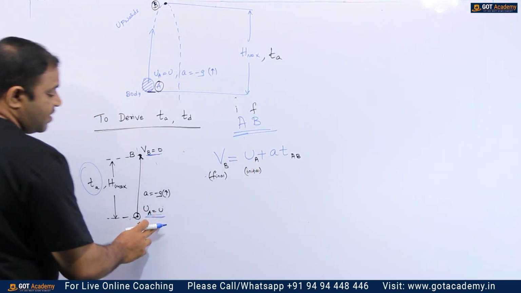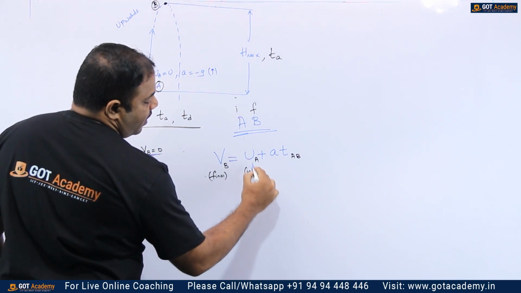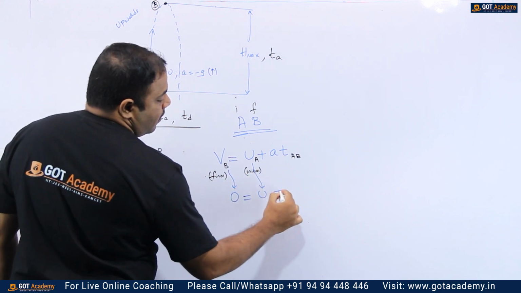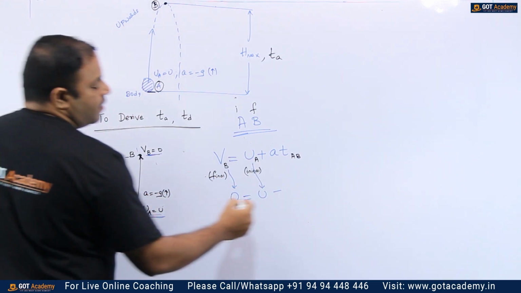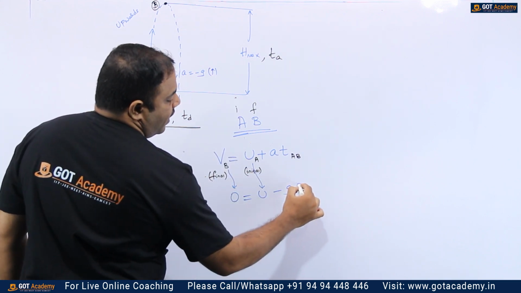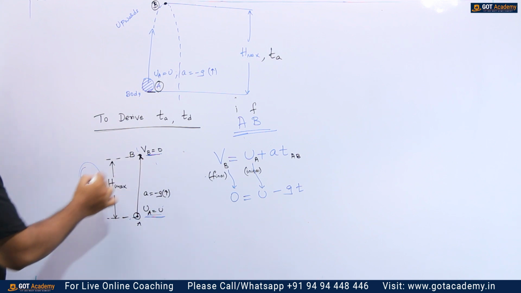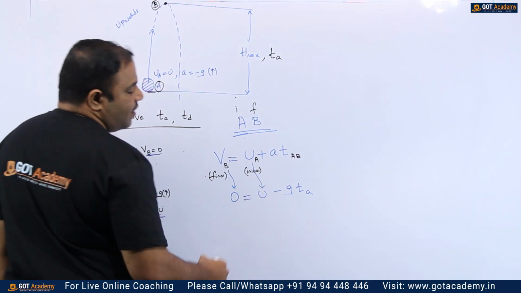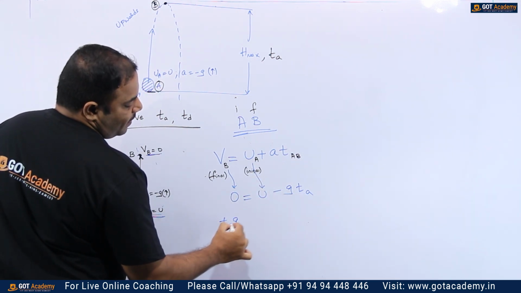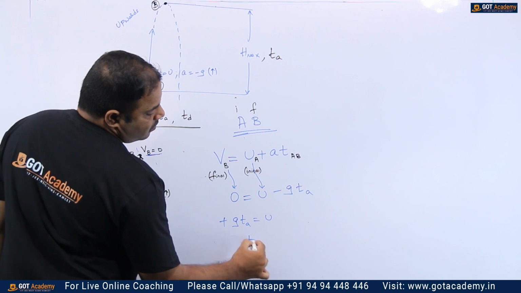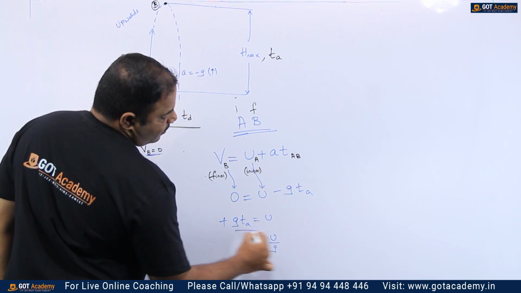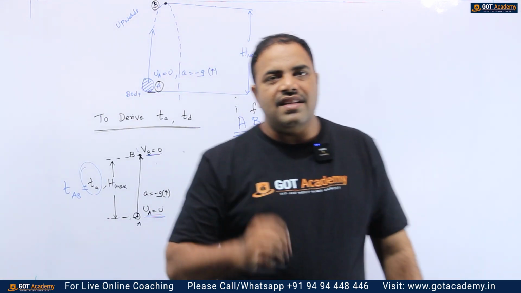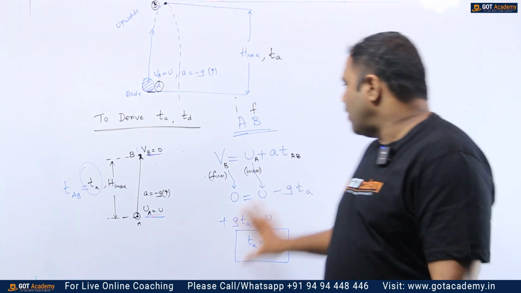Now, at point A, I was saying the velocity is u. So let me write u at point A. At point B, I was saying the velocity is 0, whereas acceleration is minus g. So I am writing minus g into the time taken from A to B, the upward journey. A to B, upward journey, is the time of ascent. So minus is coming this side, so it becomes plus g t a equal to u. So time of ascent equals u by g. This is the relationship between the time of ascent, velocity and acceleration due to gravity.